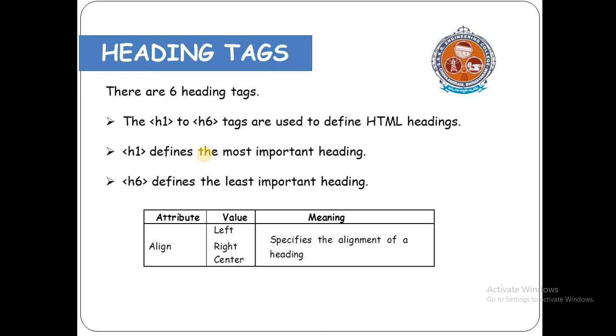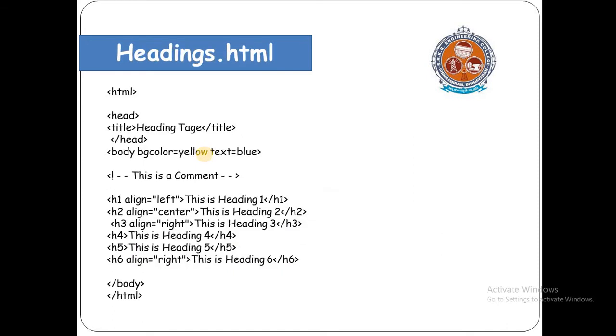You will find a very small difference from H1 to H6. Starting with H1, it is very big, and H2 is a little bit less than H1. Similarly H3, H4, H5. The size varies from H1 to H6, so it is useful in keeping headings. Coming to the headings.html page, you see the code. There are 6 types of headings: H1, H2, H3, H4, H5, H6.